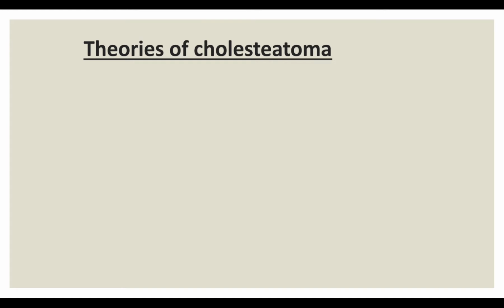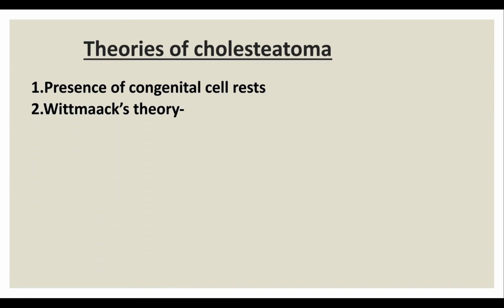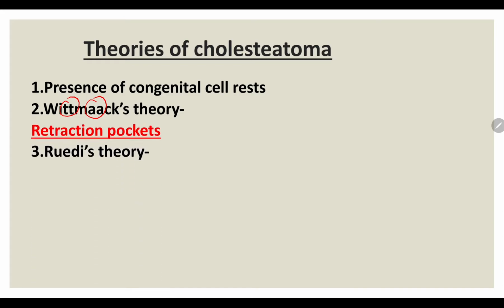Now let us see the theories of cholesteatoma. First, some congenital cell rest can be present, in turn resulting in congenital cholesteatoma. Next is Wittmaack's theory. In Wittmaack, we see 2T and 2A. It is like something is duplicating or something is going somewhere. So here it is referring to the retraction pocket of the tympanic membrane. From the tympanic membrane, some retraction pockets are getting produced, entering into the middle ear cleft.